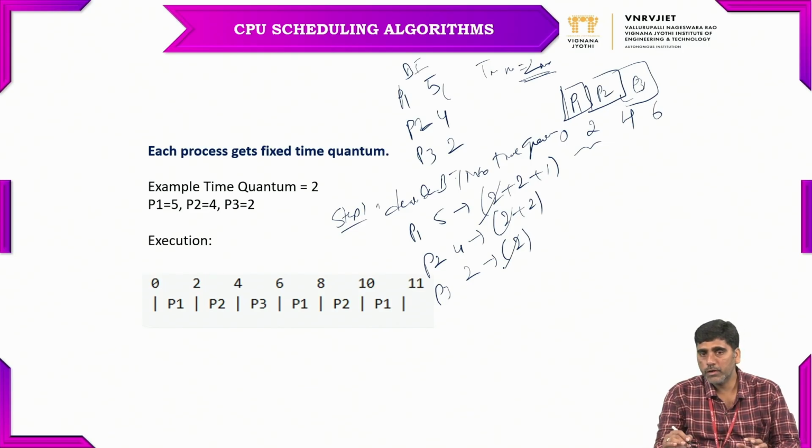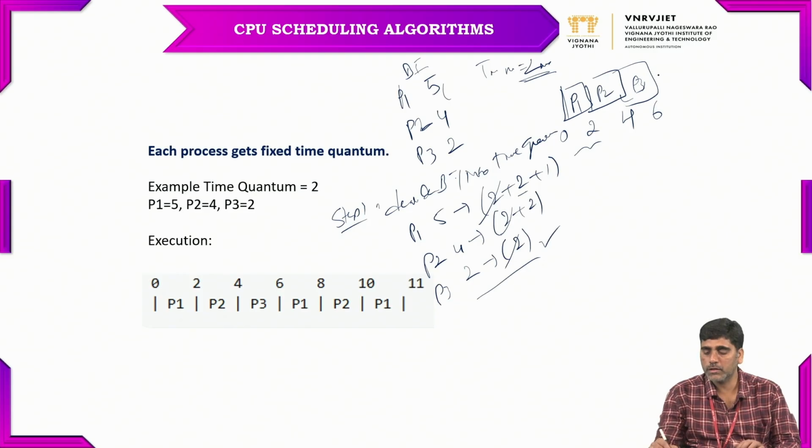Now P1, P2, P3 entered into the queue. P1 utilized one time, P2 utilized one time, P3 utilized one time, and P3 completed its burst time also. So there is no more option to utilize the CPU for the P3 process because the burst time of P3 is over. Now only P1 and P2 have 3 times left for utilization of the CPU. So now which process comes?